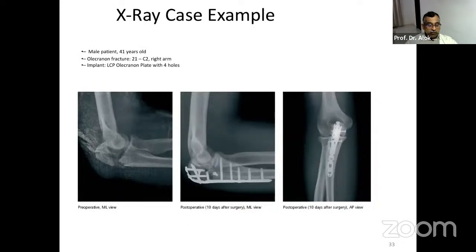So here again, you can see an oblique comminuted fracture at the base in a 41-year-old patient. The fracture has been reduced indirectly. All the fragments have been brought into position and the LCP has been put beautifully holding the fragments. And once you do it well, you can start early motion at the earliest.